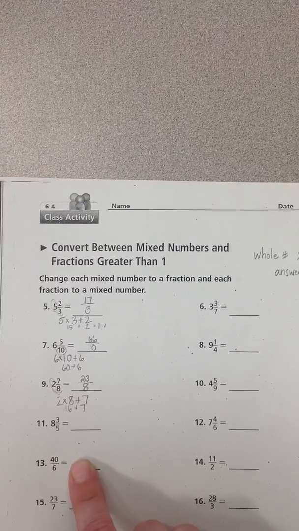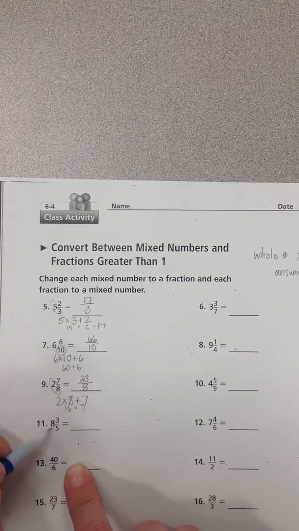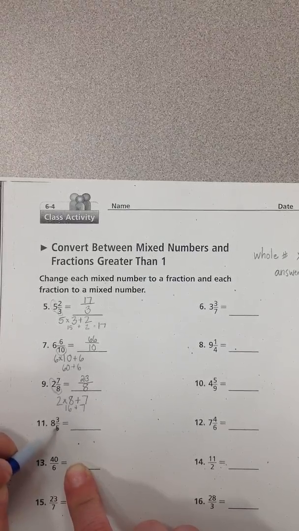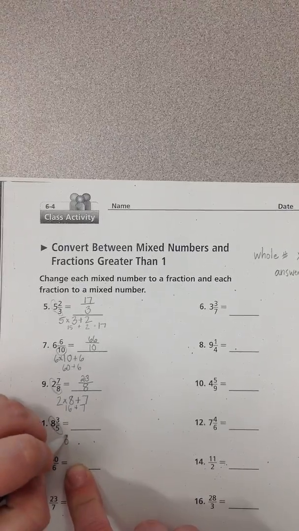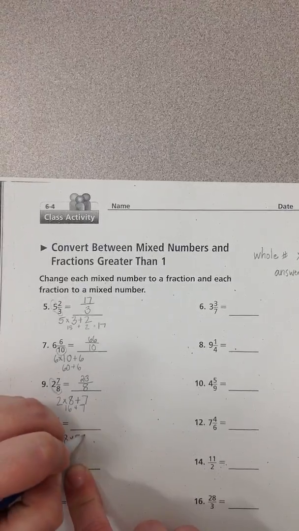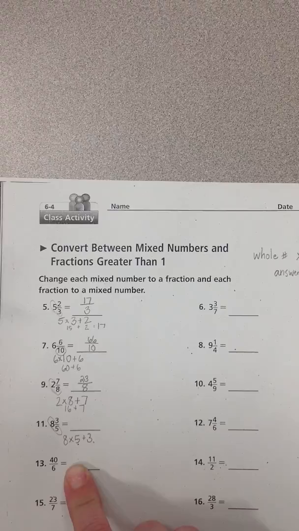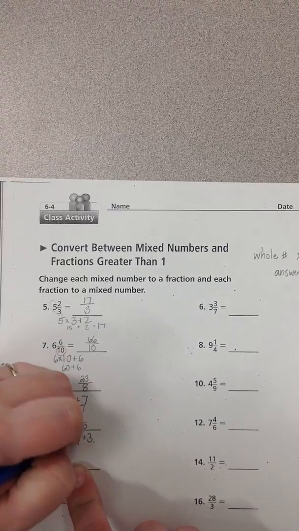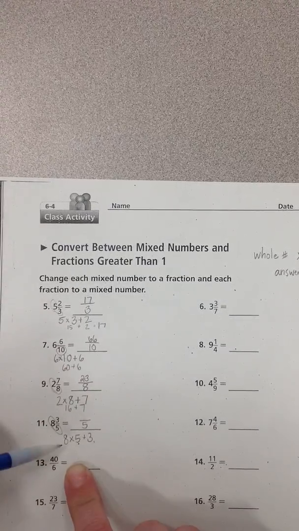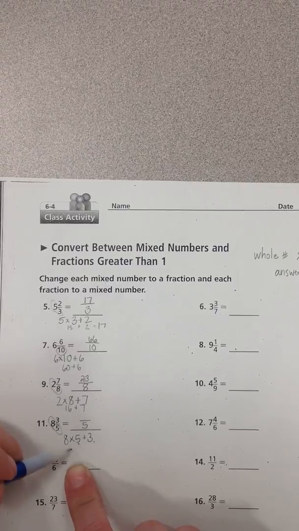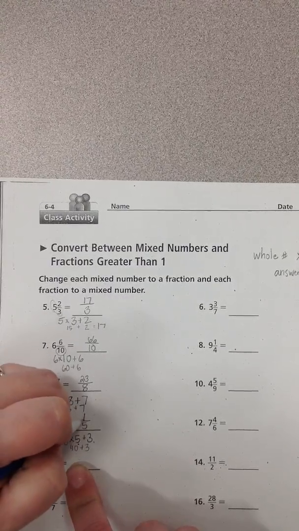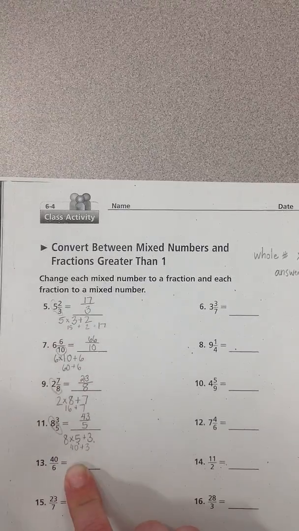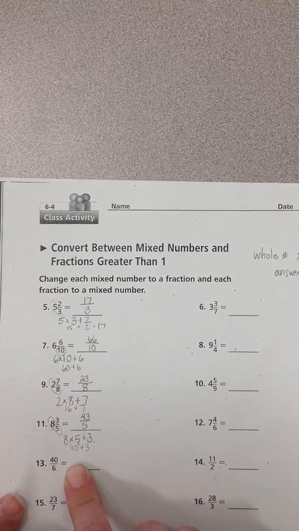Last one before I let you go on your own. We have 8 3/5. Take your 8 times 5 and add your 3. I know the denominator will stay 5, so I know 8 times 5 is 40, plus 3 gives me 43/5. Okay?